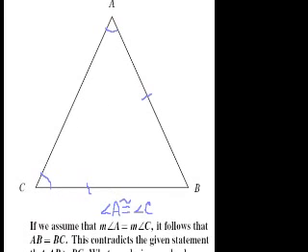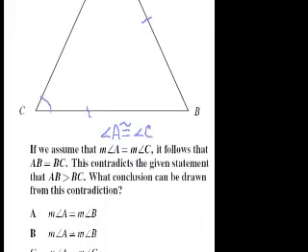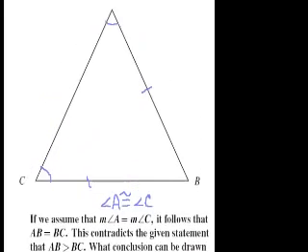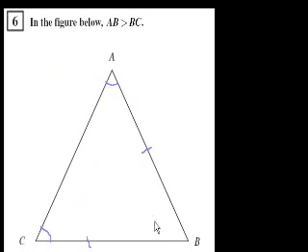Fair enough. Then they say this contradicts the given statement that AB is greater than BC. Where are they going with this? What conclusion can be drawn from this contradiction? Let's see. Measure of angle A is equal to measure of angle B. No, that's not the case.